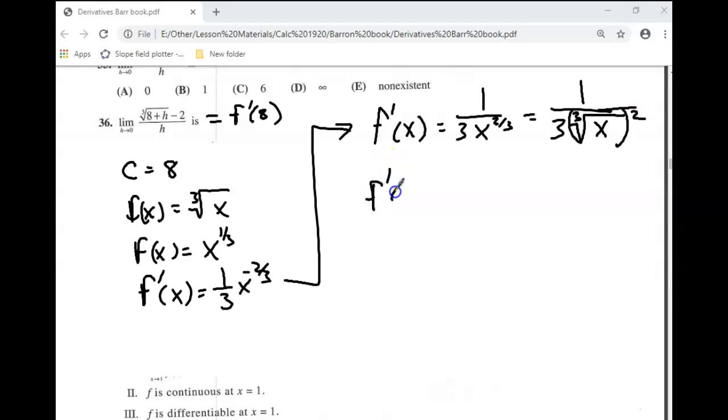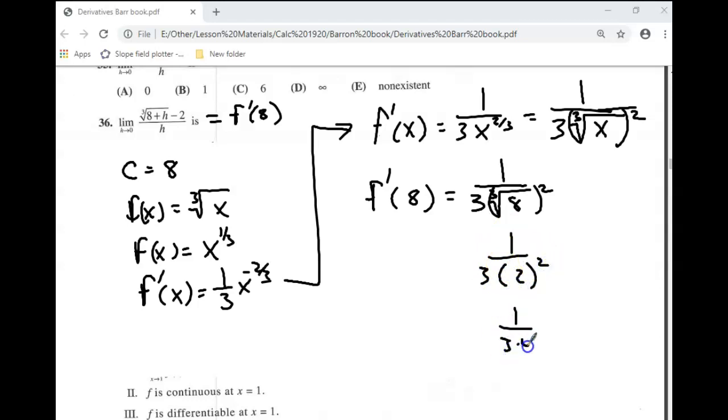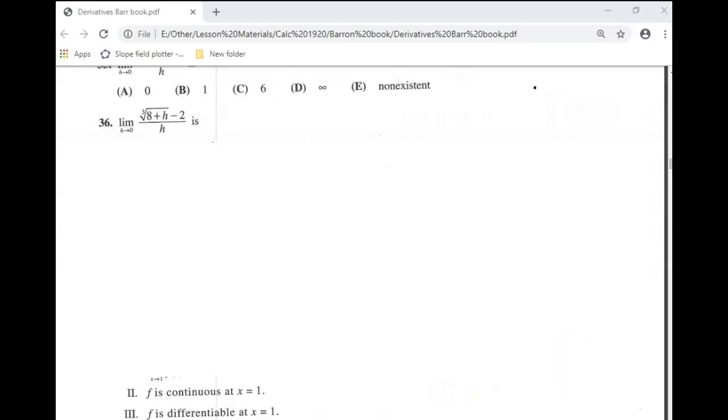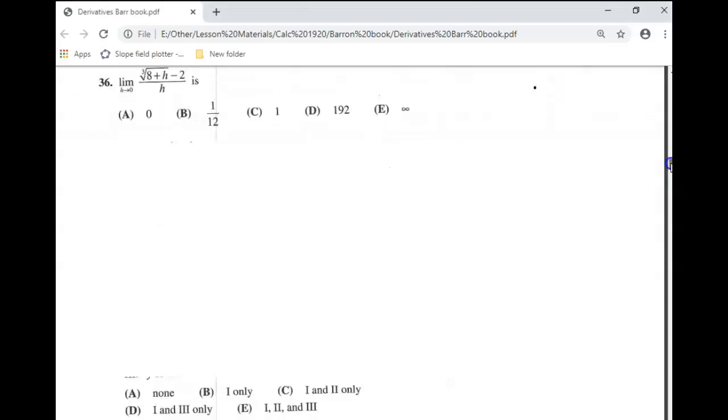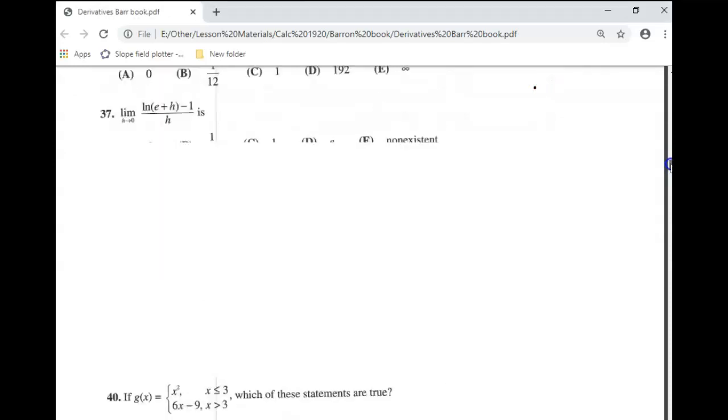So now I want to figure out what is f prime of 8. So that's going to be 1 over 3 cube root of 8 squared. Well, the cube root of 8 is 2. 2 squared is 4, and 3 times 4 is 12. And so that should be our final answer on that one. Let's go ahead and see if I did it right. Should be one of our answers there, hopefully. There it is, 1/12. Okay, number 37.